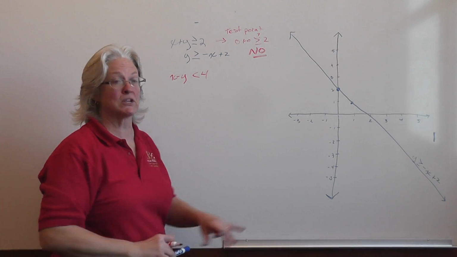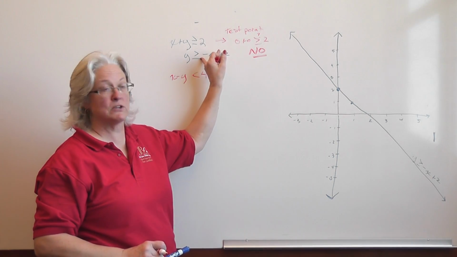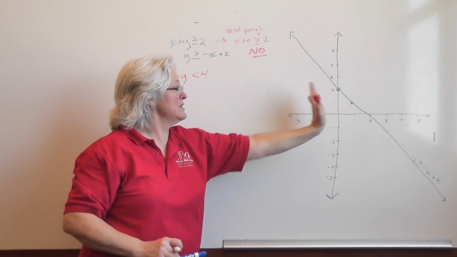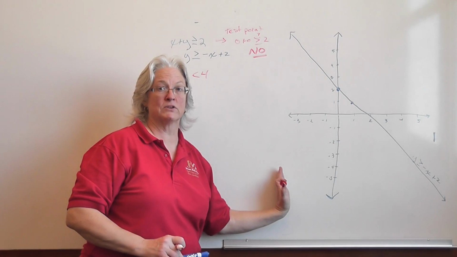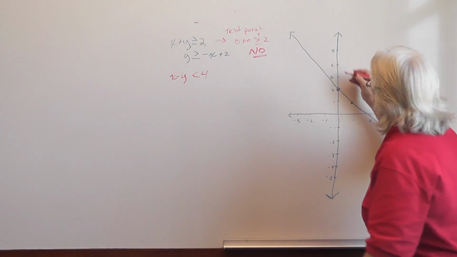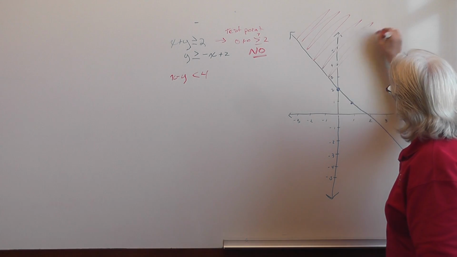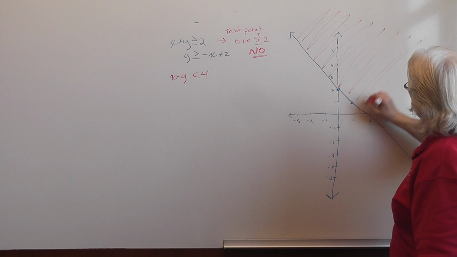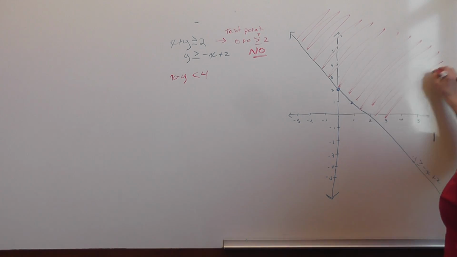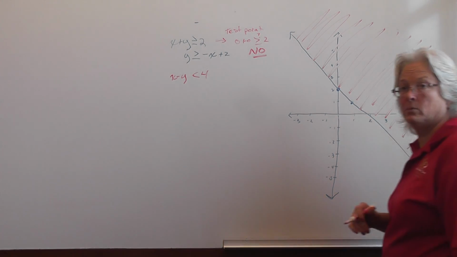So what that tells us is that the test point is not a part of the solution of this graph. So none of this area is going to be a part of the solution. That means the opposite side of this line is a part of the solution to the inequality. Now what do we do?